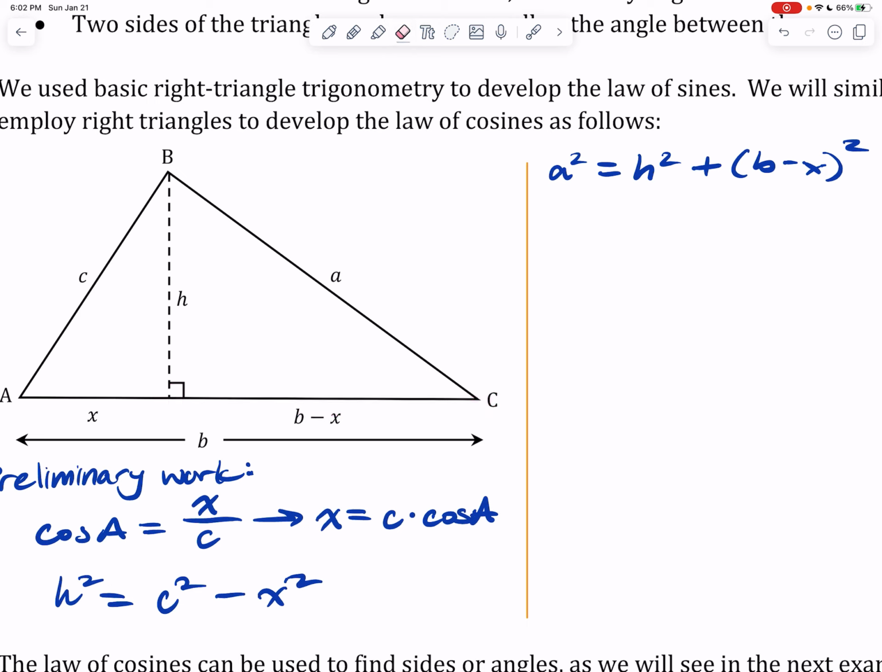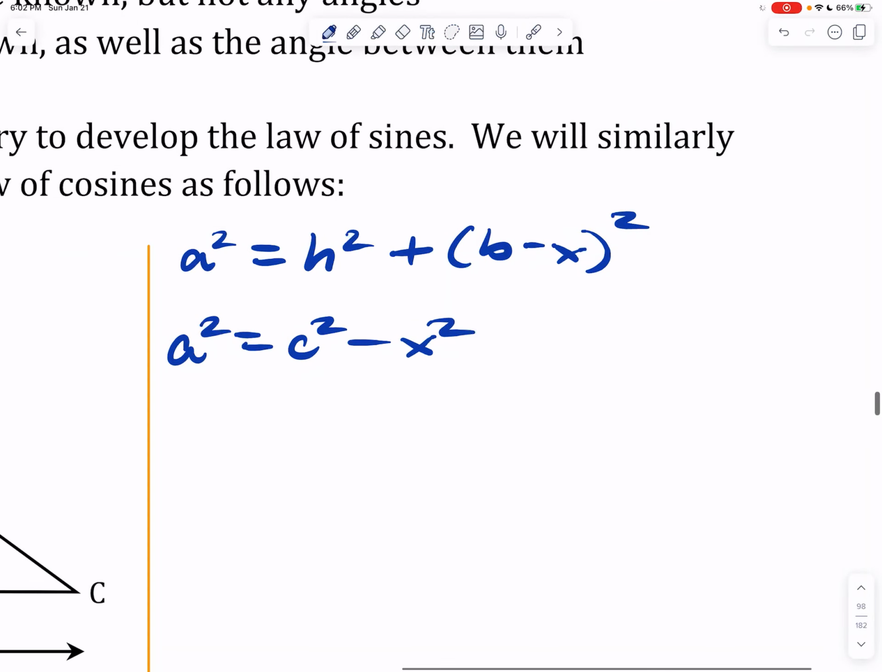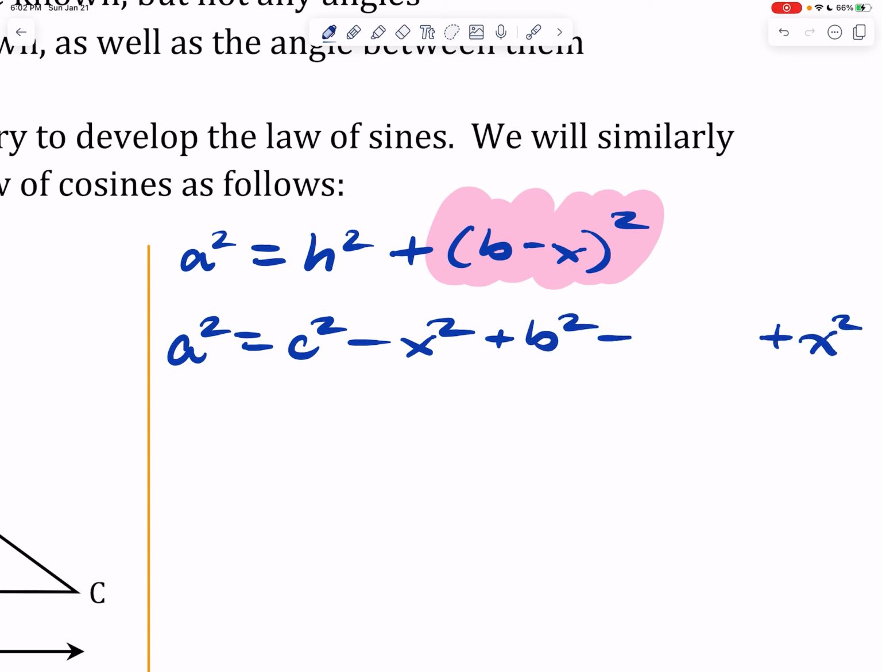I'm going to do two things in the next step. One of them is swap out this h squared, because we know that h squared is equal to c squared minus x squared. So I'll fill that part in. A squared is, instead of h squared, writing c squared minus x squared. The other thing I'm going to do is expand and simplify the square of that binomial. So b minus x squared is the first thing squared plus the second thing squared, and then minus 2 times their product. So those are the two components.